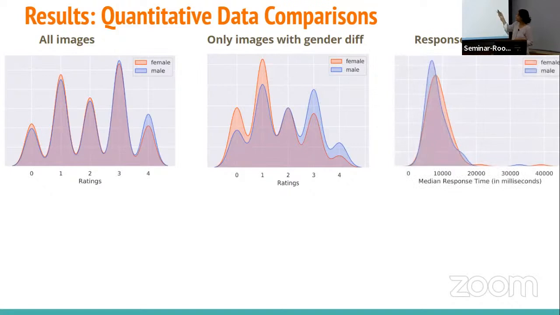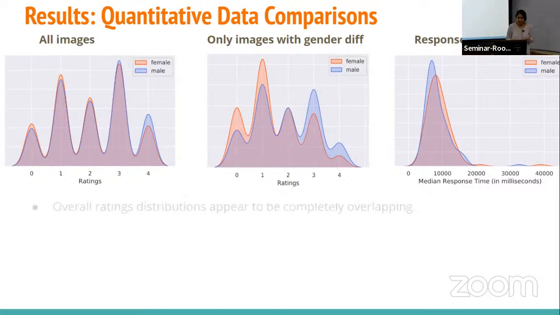I also looked at the median response time. So I have how long everyone is taking to answer each question. For a given respondent, a female respondent, I get the median response time. Similarly for male respondents, and I can plot this. Then I can also run a comparison of means test. And here also we find that women are taking longer.